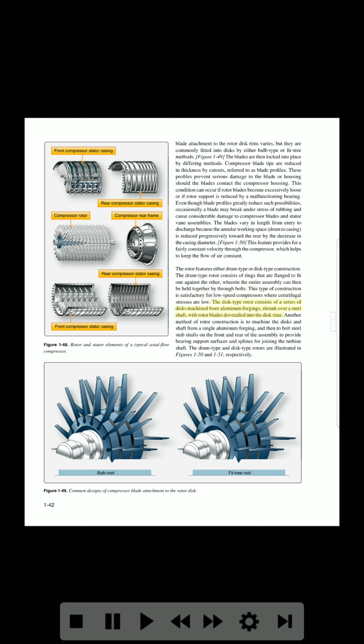The disc-type rotor consists of a series of discs machined from aluminum forgings, shrunk over a steel shaft, with rotor blades dovetailed into the disc rims. Another method of rotor construction is to machine the discs and shaft from a single aluminum forging, and then to bolt steel stub shafts on the front and rear of the assembly to provide bearing support surfaces and splines for joining the turbine shaft. The drum-type and disc-type rotors are illustrated in figures 1-50 and 1-51, respectively.